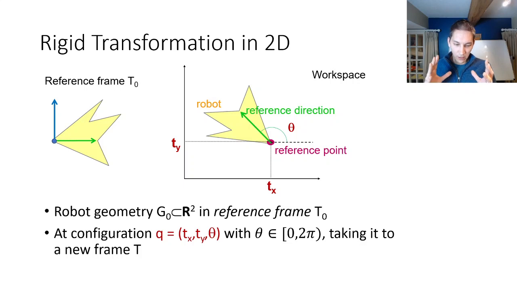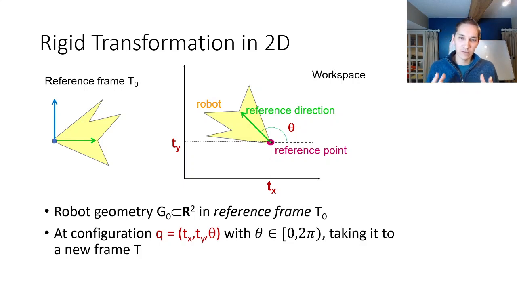Now, when we are looking at rigid transformations, we're thinking about what would happen if the robot were to go to a new location. What if it were to change where this reference frame is now located in the world space? So we're going to define some sort of world coordinate system, and some set of parameters that tells us where the robot is actually located in this world coordinate system.